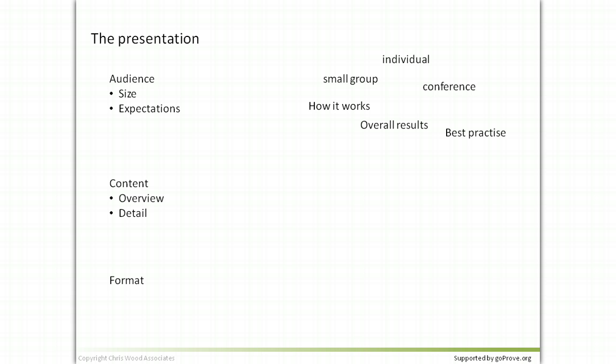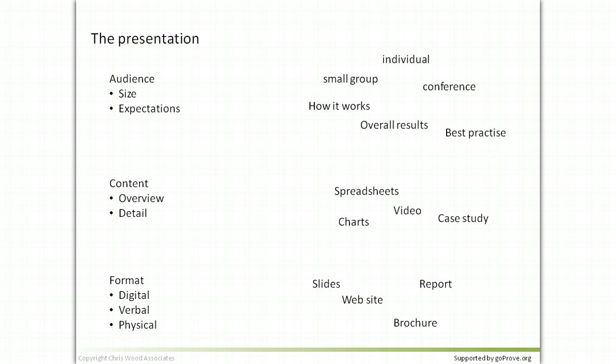For the content, is the audience expecting to receive an overview, or do they want full details? So do you present it in spreadsheets? Are they looking for charts, or perhaps a motivational video, or even a case study of what actually happened? And what format do you need to deliver that information in? Should it be a set of slides, or presented on a website, or a hard printed report, or a brochure?